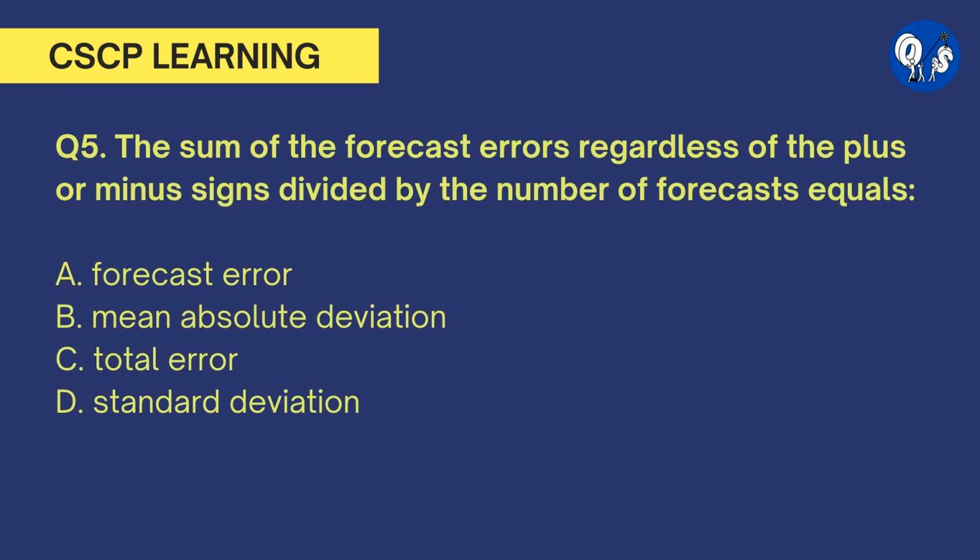Mean absolute deviation measures the deviation from the average without regard to the signs. Whether the forecast is too low or too high is not as important as the deviation from the mean.